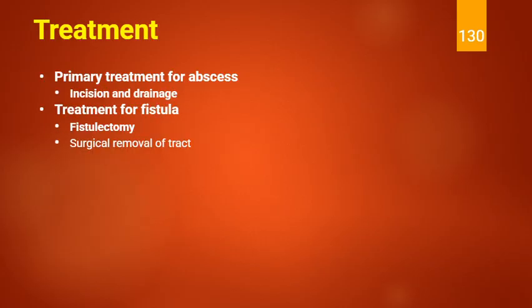The primary treatment for an anorectal abscess is incision and drainage. During this procedure, the surgeon makes an incision in the abscess so that pus can drain, relieving pressure and allowing the infection to heal. If a fistula is present, surgical treatment is usually required. This procedure is called a fistulectomy, which involves removing the abnormal fistula tract.